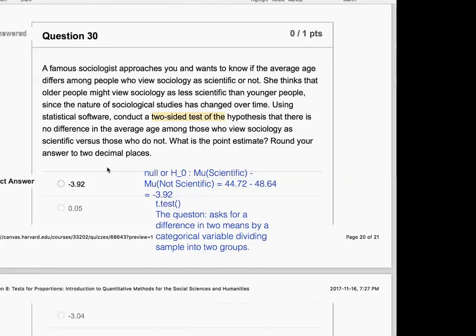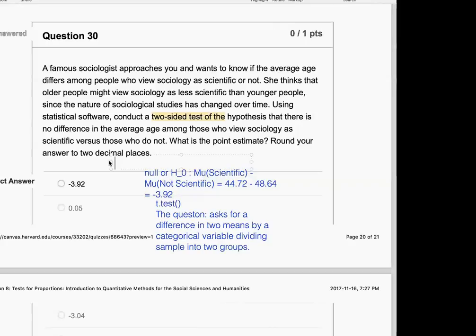So notably, you actually find that people who view sociology as scientific were considerably younger, about 4 years on average. So I think the insight here is, when you're answering a question, don't always assume that just because we're doing a homework assignment on proportions, we're going to request the same kind of analysis. You should sometimes keep your mind on the wording of the question.